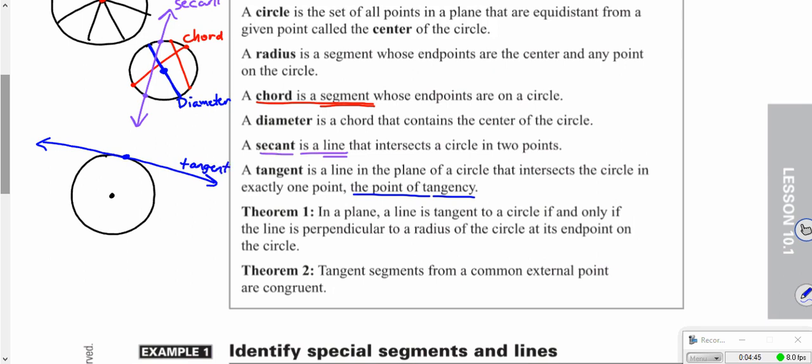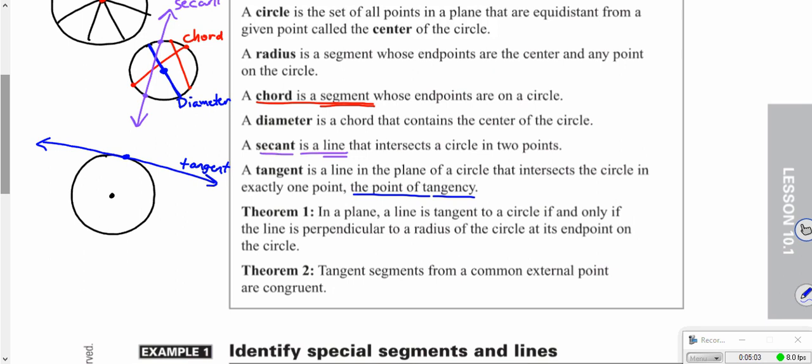Tangent lines, again, only touch the circle in one spot. A secant goes through a circle and intersects it in 2 spots. A chord is a segment whose endpoints lie on the edge of the circle.